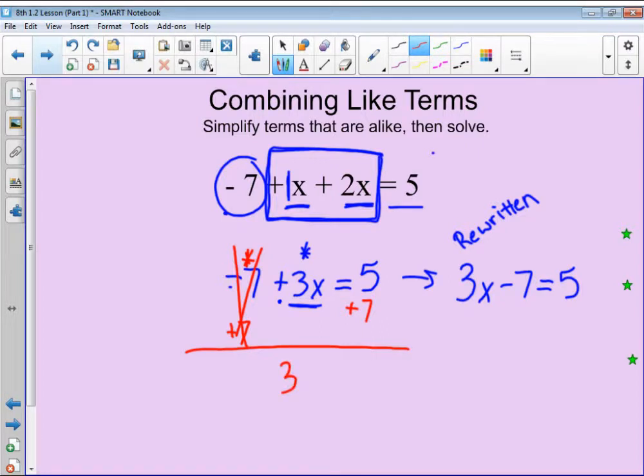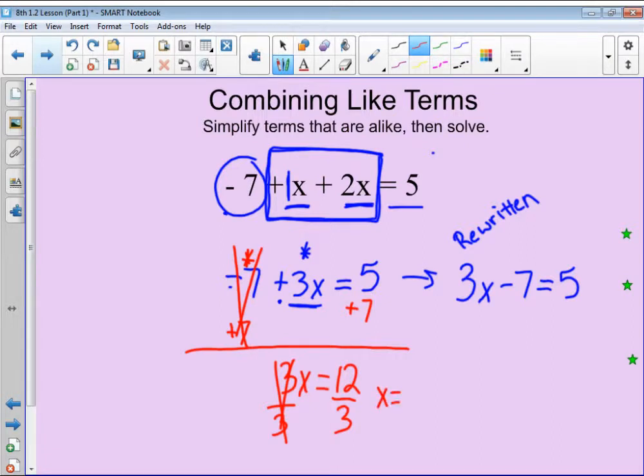Okay, plus 7. Okay, so now we're back to what we've been doing for the last couple days. We've got 3x left on this side equals 5 plus 7 is 12. Okay, so now we have to get x by itself. Well, 3 times x, so the opposite is divide. So divide by 3. X equals 12 divided by 3, which is 4.